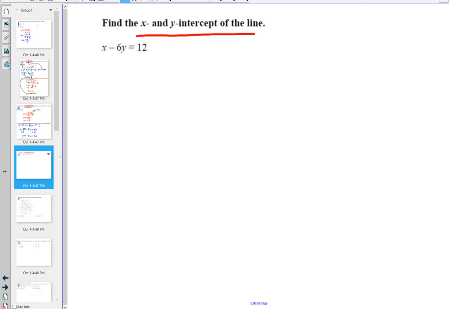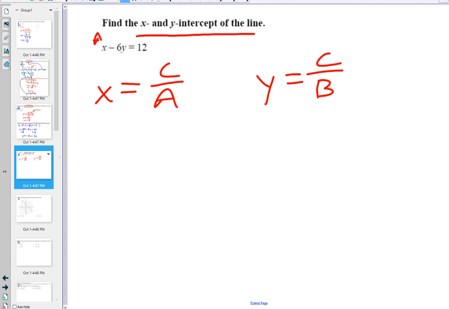And not only is it easy enough for that, I made it even easier by giving you a little formula to remember. I told you that the x-intercept is just going to be c over a, and the y-intercept is just going to be c over b. So as long as you know how to identify a, b, and c, I would have taken care of all the hard part for you.